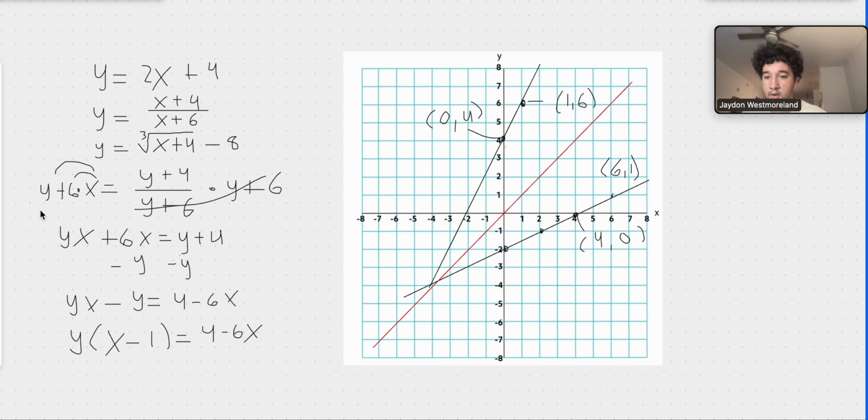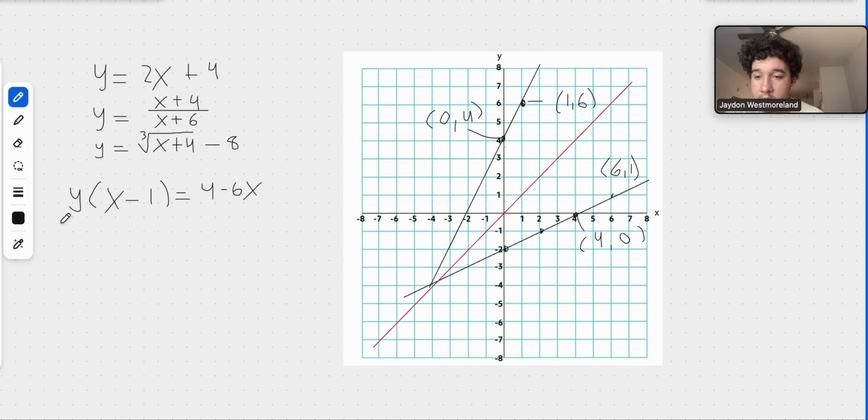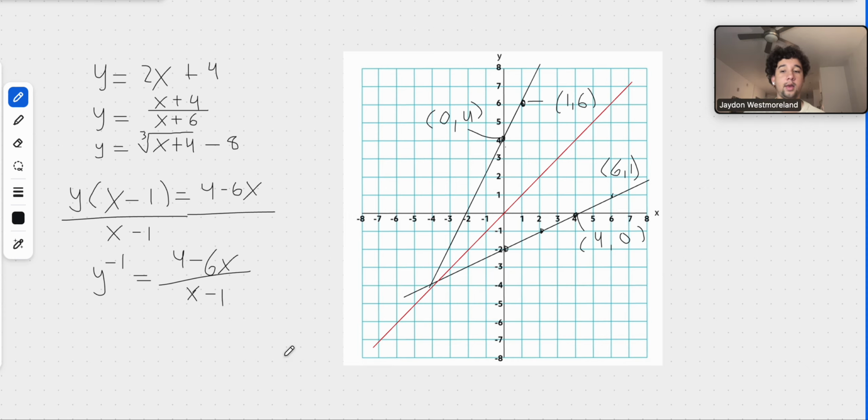Okay, let me delete all this real quick. Now last thing here, I am going to divide both sides by the x minus 1. Let me just go all the way around like this, and that's going to give me y inverse, so negative 1 is equal to 4 minus 6x divided by x minus 1. And that finishes that one out.